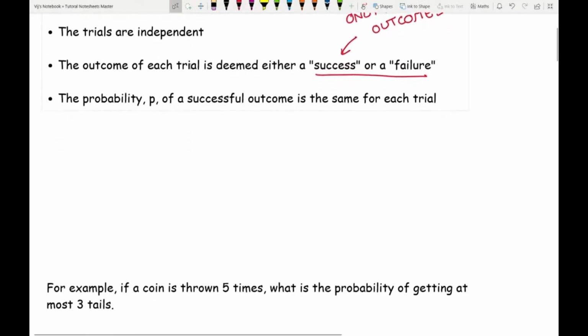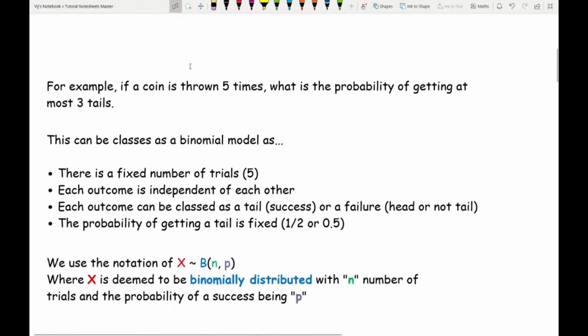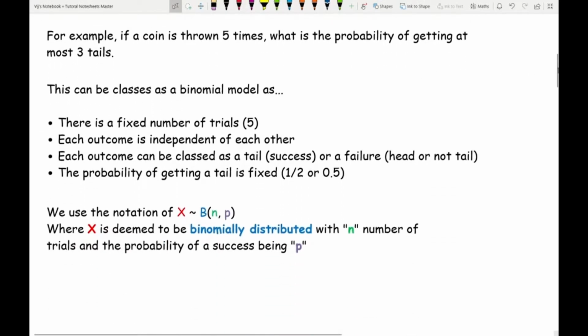So let's have a look at an example to relate this to. Here we've got an example: if a coin is thrown 5 times, what is the probability of getting at most 3 tails? Before we go on to answer this particular question, we relate this issue to a binomial model. And the reason we can connect it to a binomial model is because it satisfies those 4 conditions.